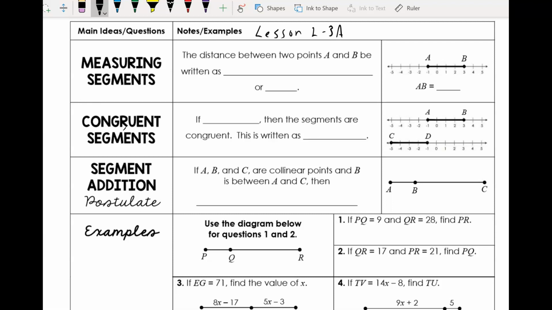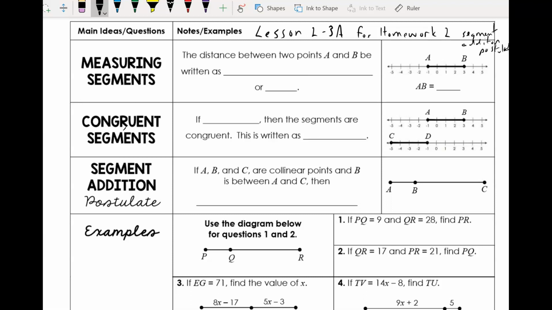Okay, so let's first look at these notes. These are the notes, and they go with the homework that is called Homework 2, Segment Addition Postulate. This is just the name on the top of the paper. It will also help you for a short in-class activity that you're going to do in a few minutes. All right, so first, the distance between 2 points.